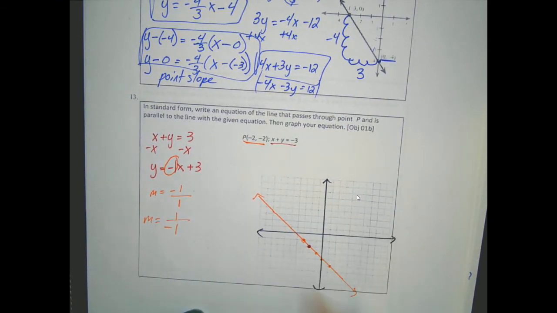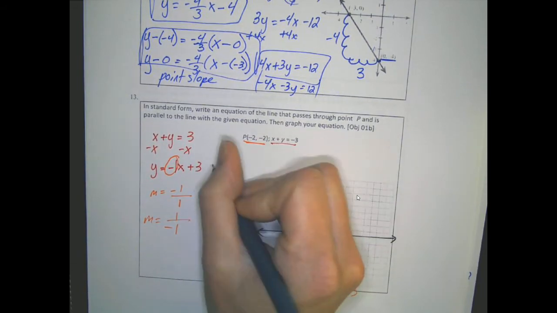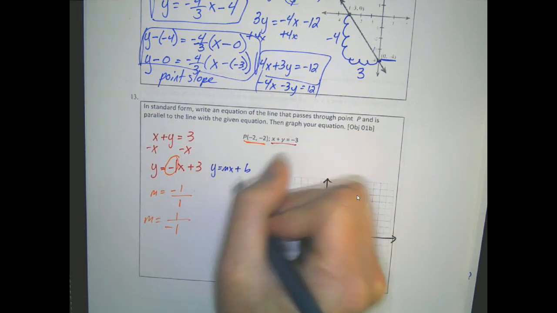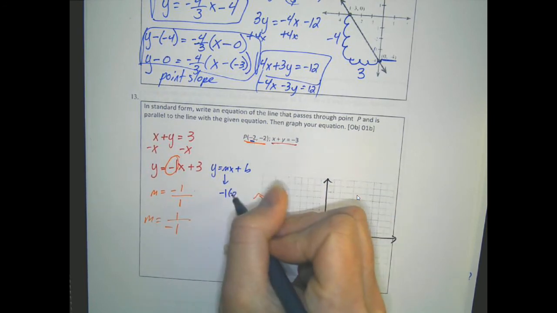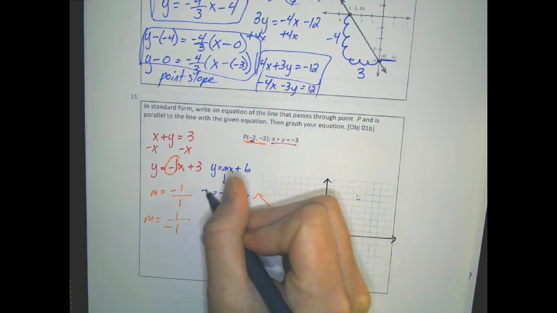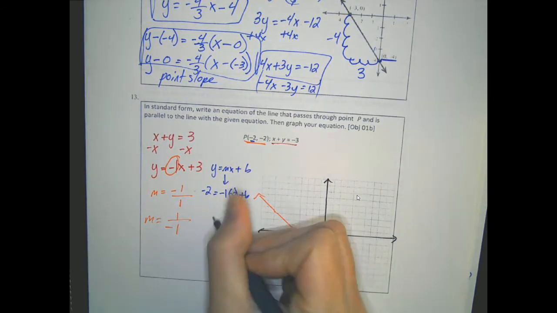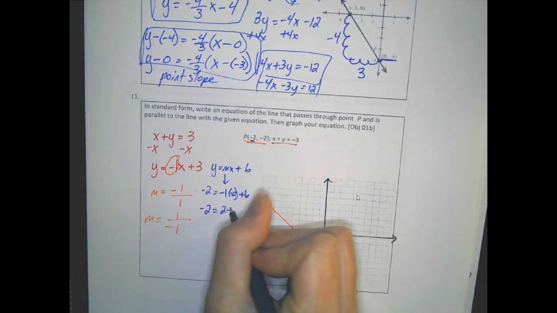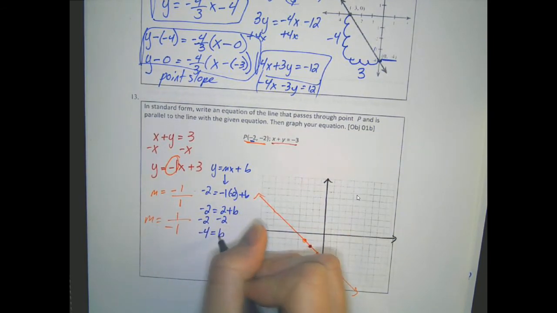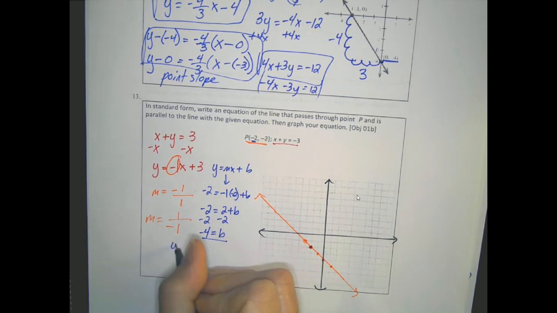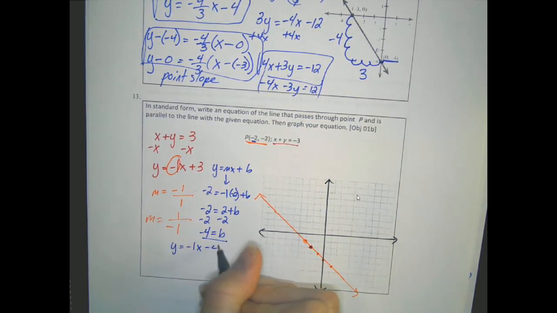Some of you will see where your y-intercept is, but we want to be accurate. So I'm going to do this algebraically. We know y equals mx plus b. I know that the slope of the line that I'm looking for is -1. I know that when I put -2 in for x, I get -2 for y, and that'll help me find my y-intercept. Since -2 is equal to 2 plus b, subtract 2, -4 is equal to b, so that's my y-intercept. So it's going to be y is equal to -1x minus 4.